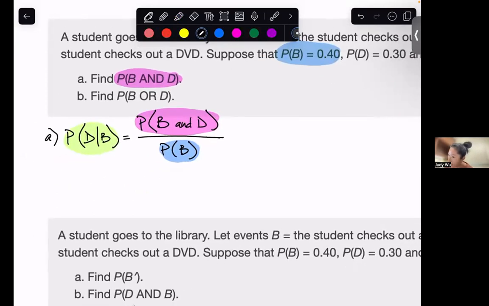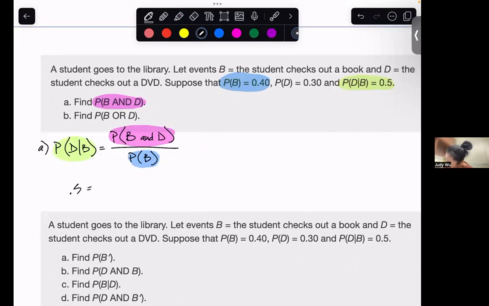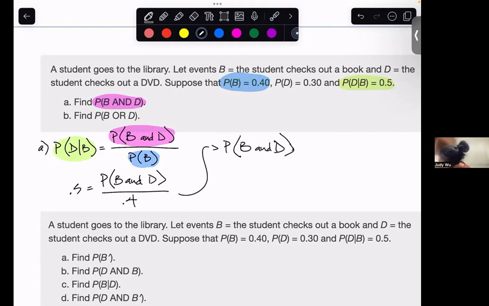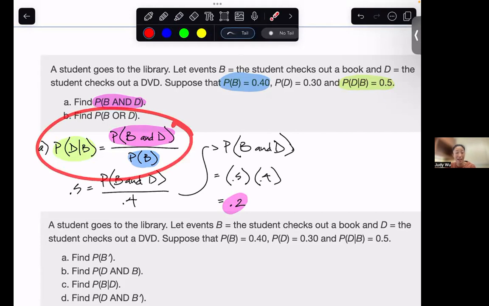So let's fill in what we have. I've got the probability of D given B is 0.5 equals the probability of B and D, divided by the probability of B, which is 0.4. And so if I multiply the 0.4 to both sides, I'll get the probability of B and D is going to equal 0.5 times 0.4, which gives us 0.2. And so we use this formula because it has B and D, and it has part of that information that we want.